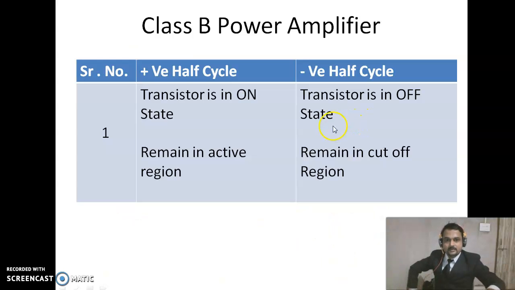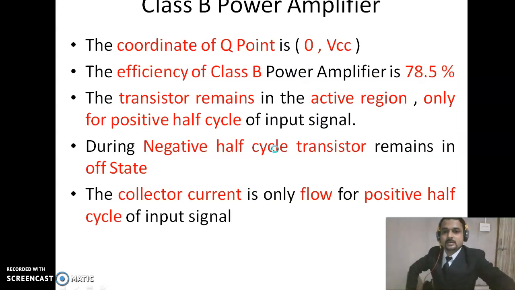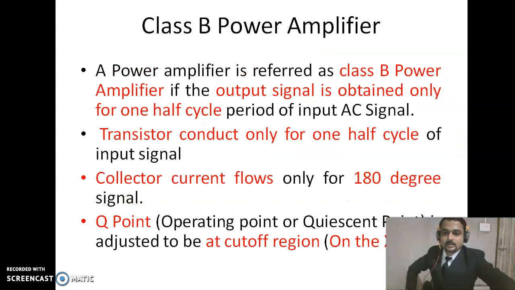So this table is very important. During the positive half cycle of base current, the transistor is in the on state, remaining in the active region. During the negative half cycle of base current, the transistor is in the off state, remaining in the cutoff region. This is a very important table, you have to remember. And you also have to remember that collector current only flows for 180 degrees of the input signal. The transistor conducts for one half cycle of the input signal.